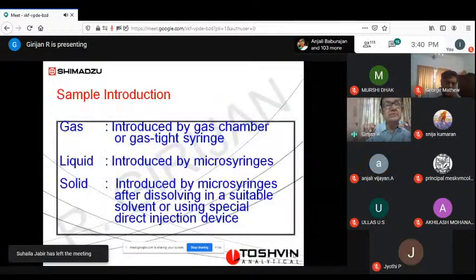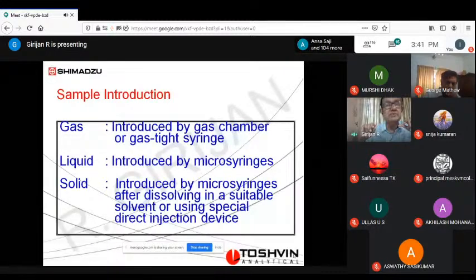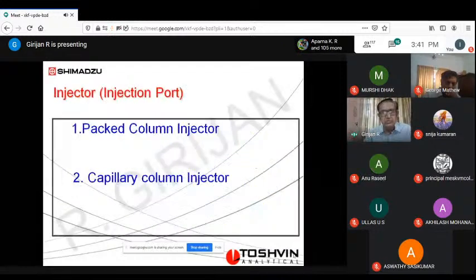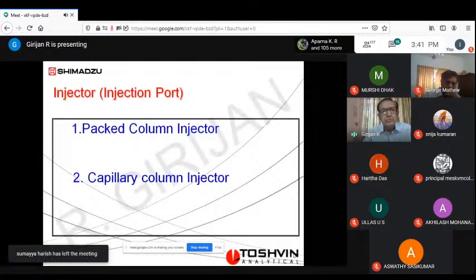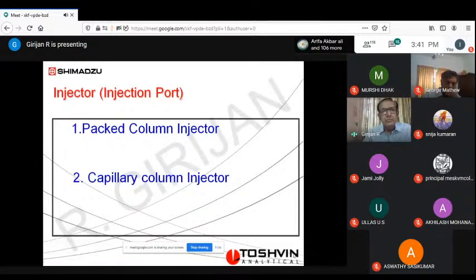And sample introduction: in the case of GC, we can analyze gas samples, liquid samples, and solid samples. In the case of HPLC, we can analyze only liquid and solid, but here we can also analyze gas samples. And there are different types of injectors available. If you are purchasing a local packed column, then your injector should be a packed column injector. So that is different. But if you are purchasing an imported capillary column, your injector is different. That's known as a capillary column injector.